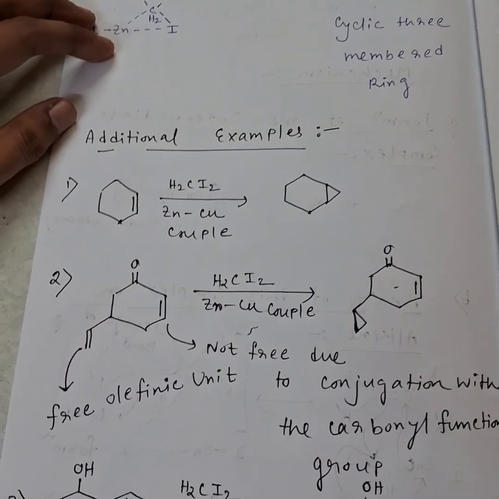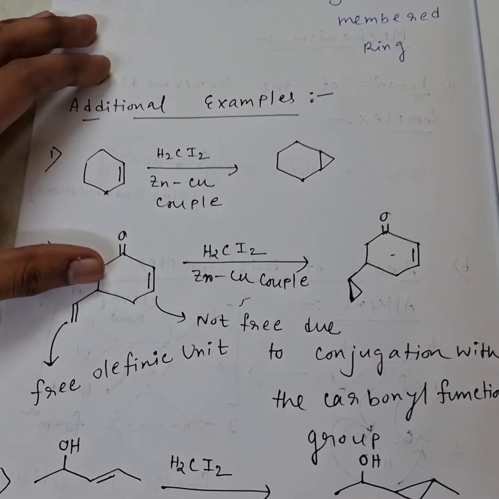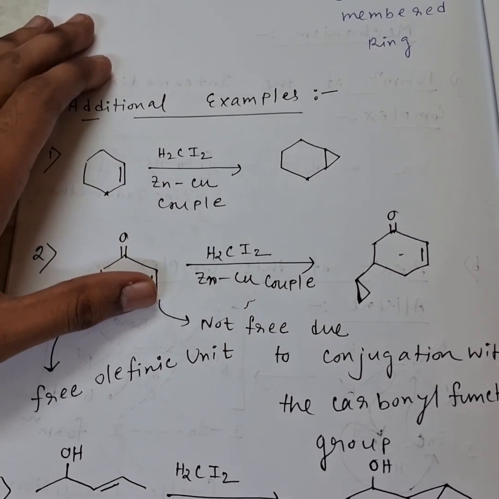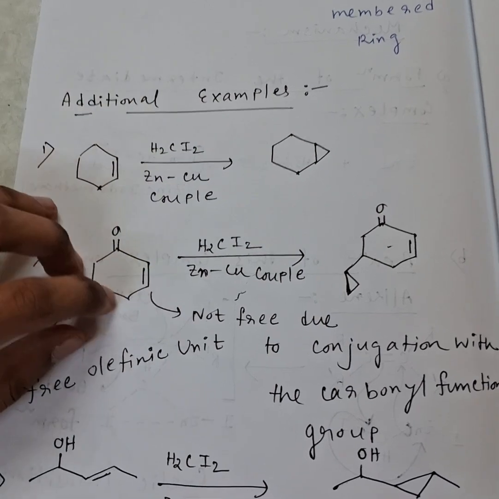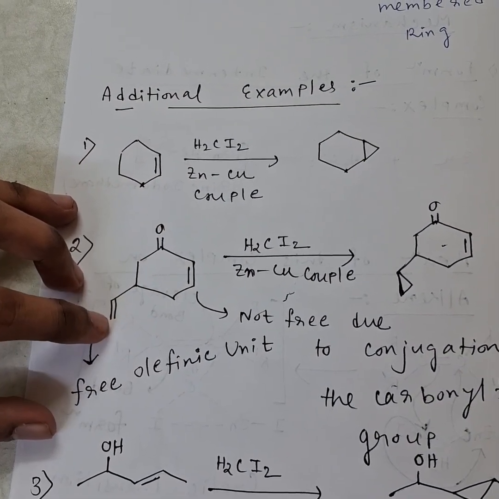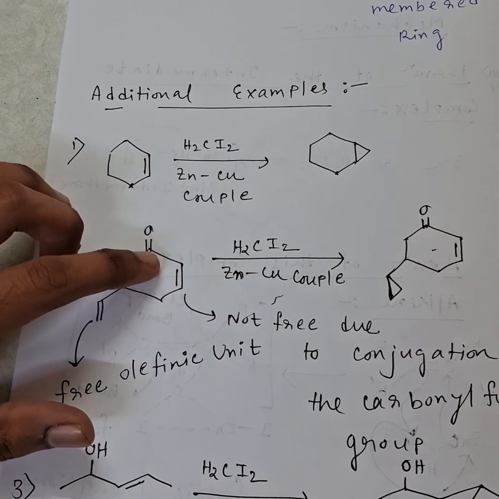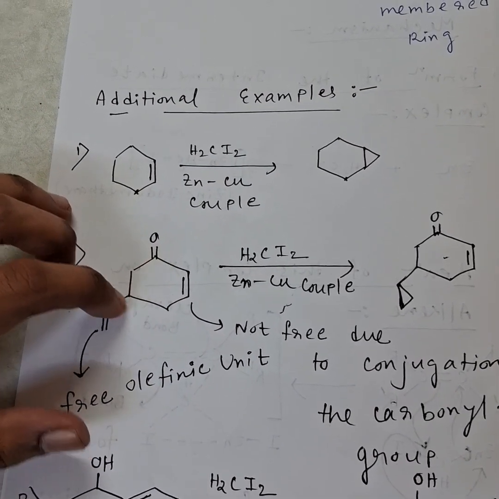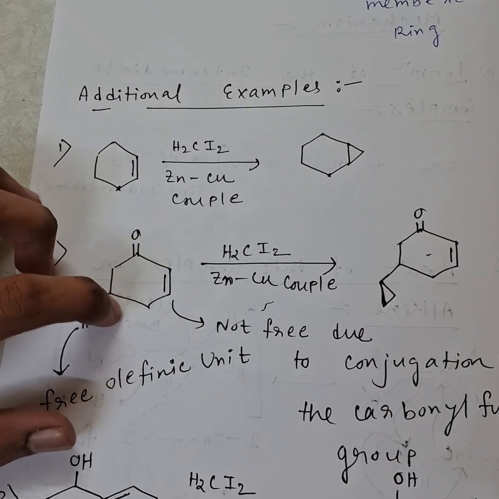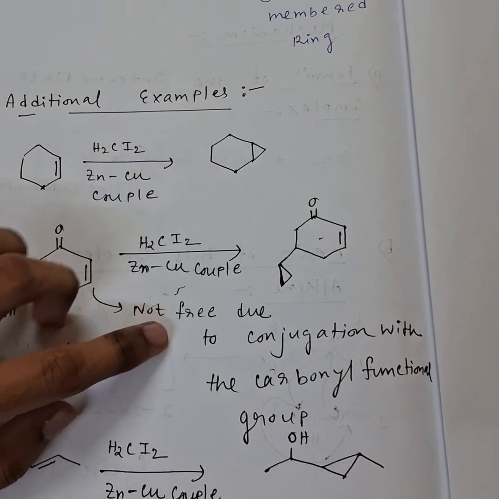and it also takes place on alpha-beta unsaturated carbonyl compounds. Since it is an alpha-beta unsaturated carbonyl, this olefinic unit does not take part in the reaction. Rather, this olefinic unit takes part in the reaction. It is free, but the other is not free as it undergoes conjugation with the carbonyl center. I hope you can write the canonical structure of this system. I have not shown it here. I have just written this.